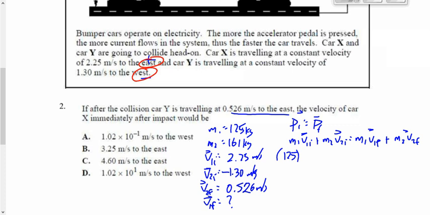125 times V1I plus 161 times V2I. Don't forget the negative. I mentioned this before: your first written response test is quite a ways away. Your first multiple choice test is Thursday after the break, but your first written test is quite a ways away. I've told you this before, I'll tell you again.